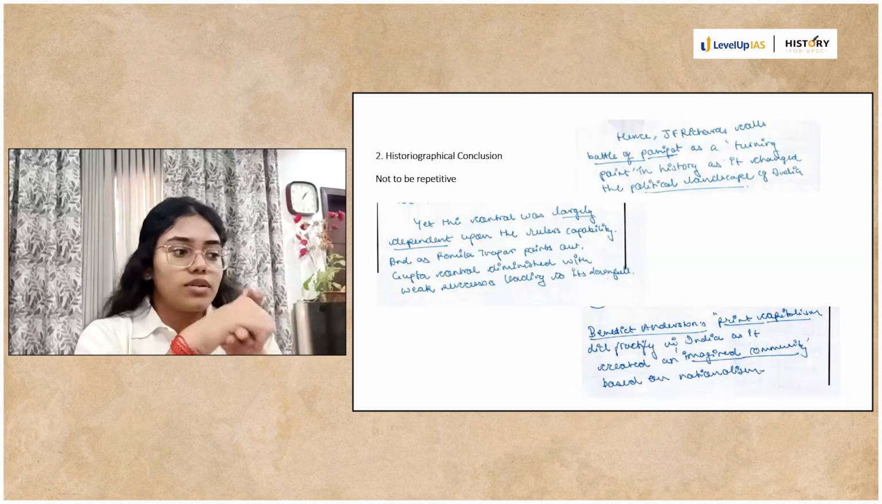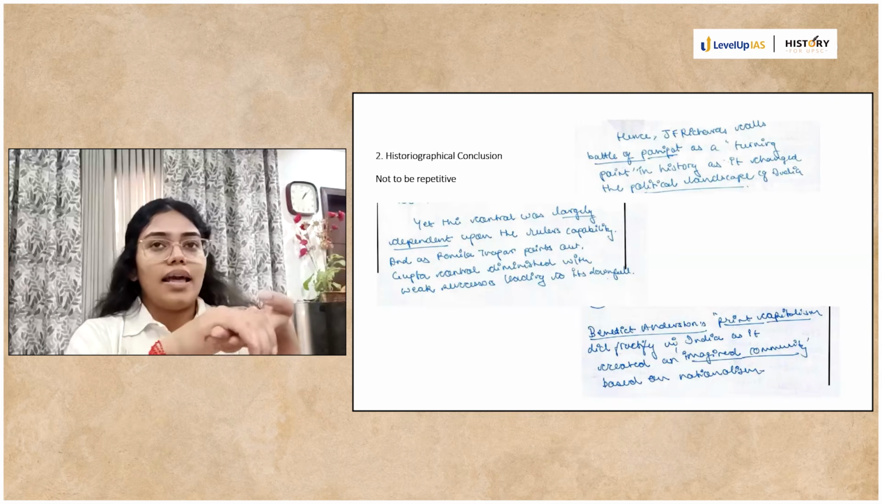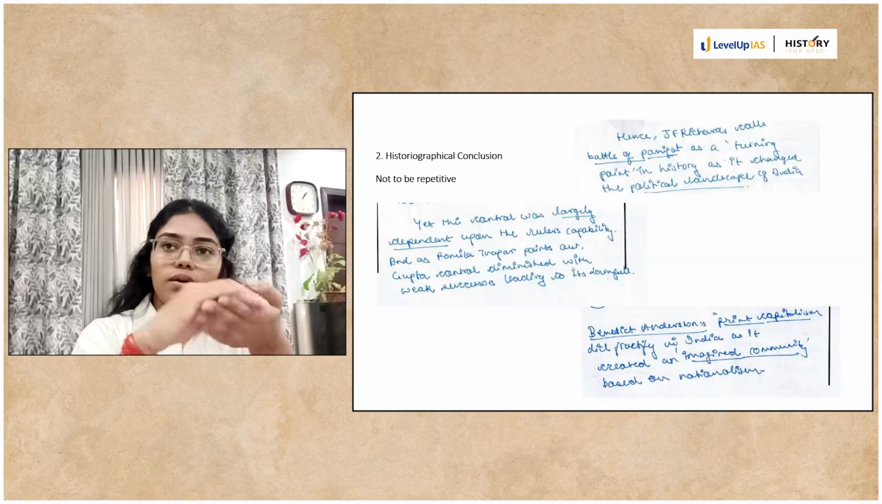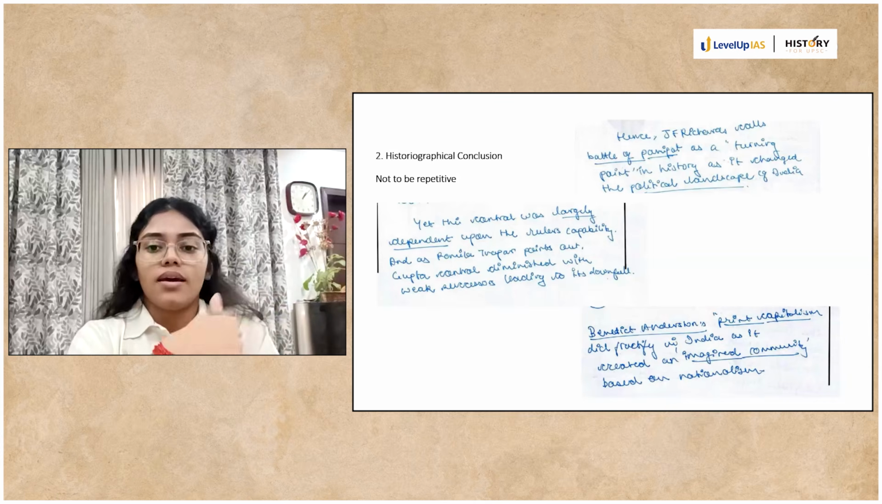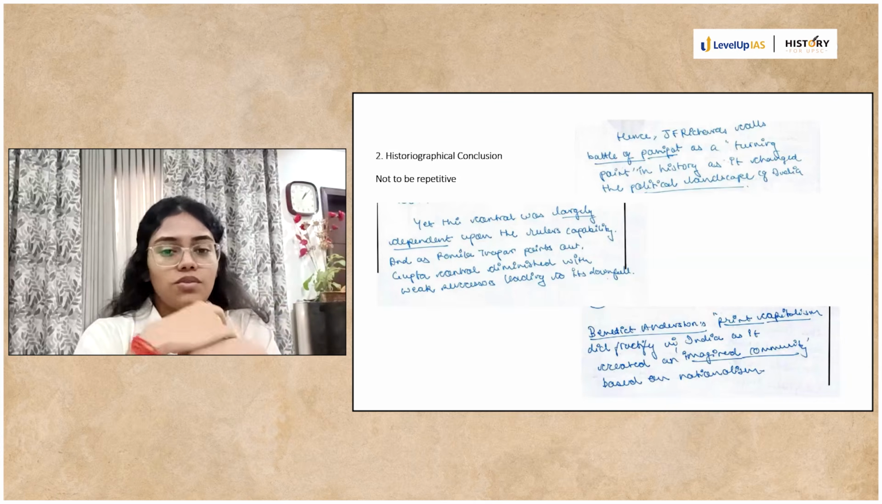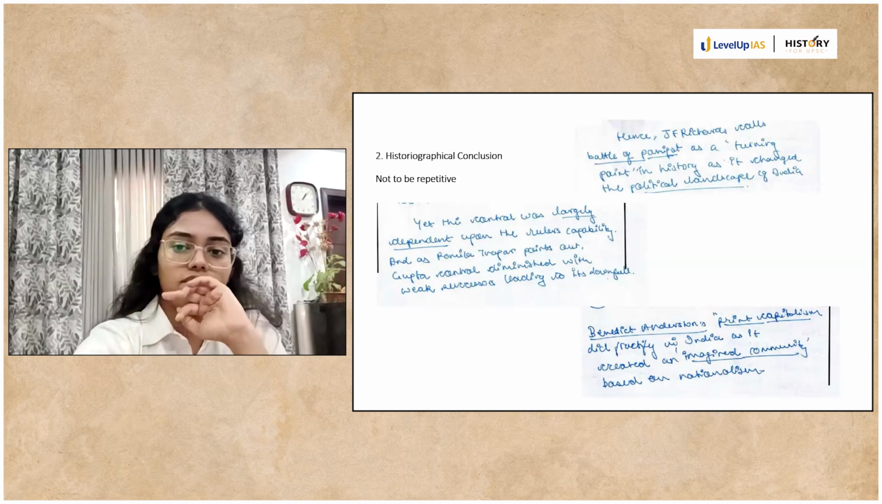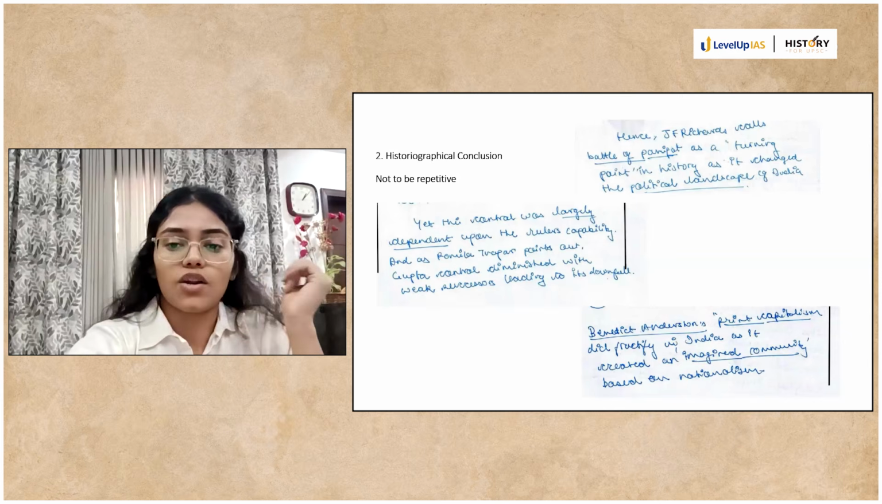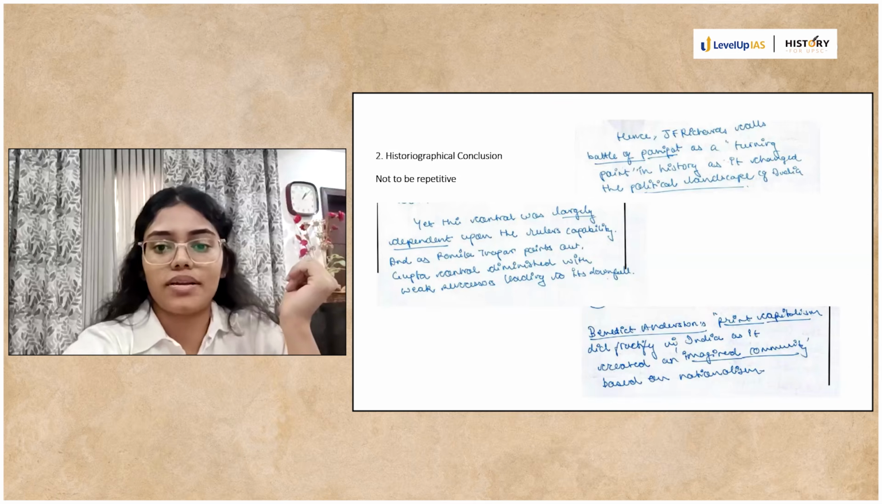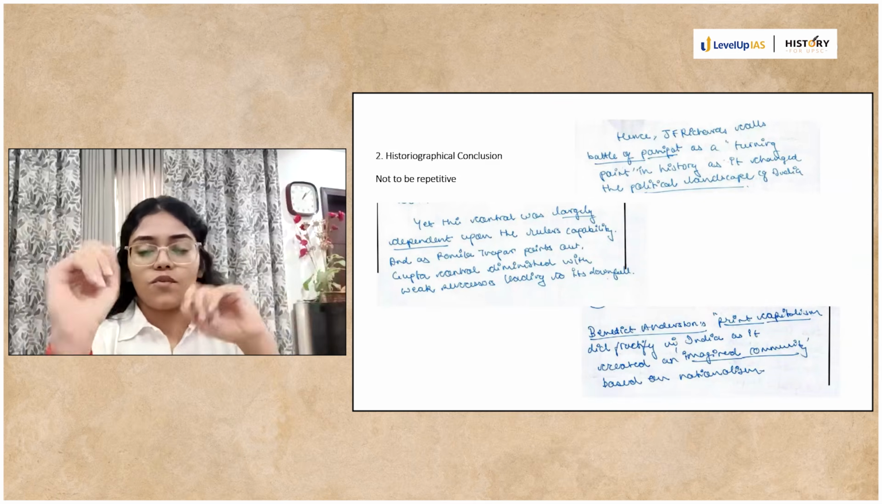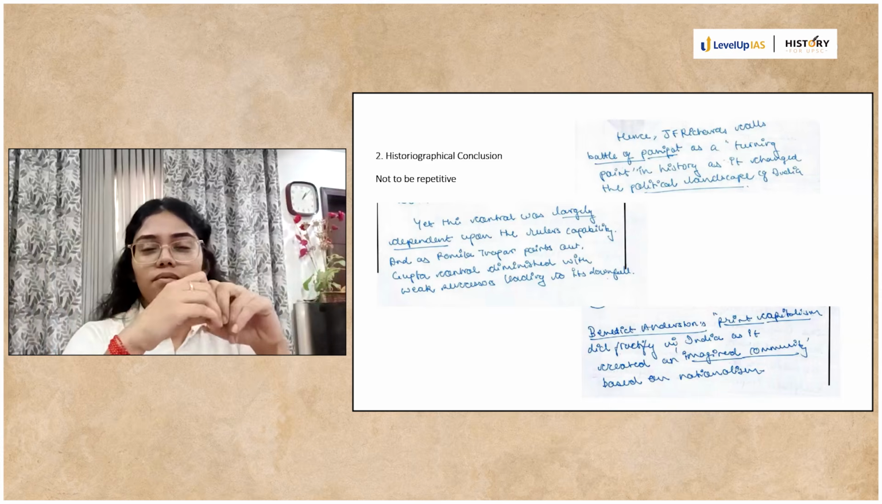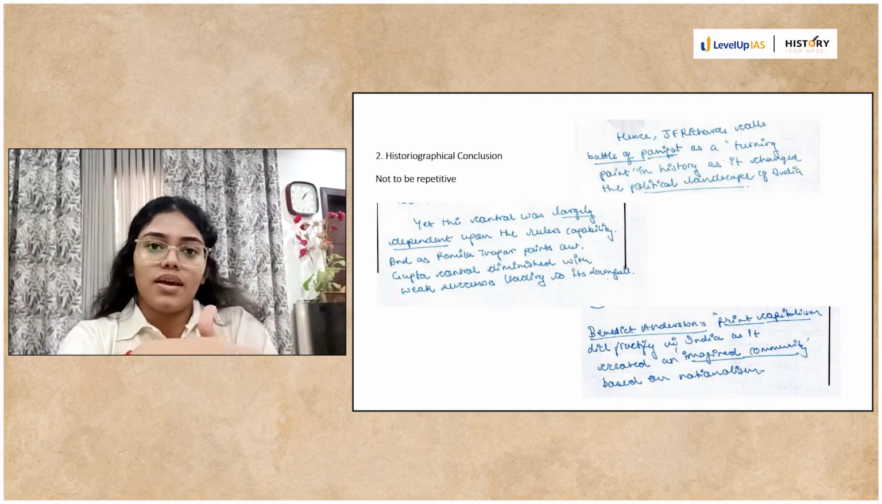Then the second type of conclusion is historiographical. Again, like we discussed in the introduction, you can quote a viewpoint of a historian. Like in the introduction, you can do it in the conclusion as well. For example, I had used J.F. Richards' argument on the Battle of Panipat. He pointed out it was a turning point in history. So this kind of quote, or this kind of neutral viewpoint of a historian, very well summarizes the whole answer into one sentence.